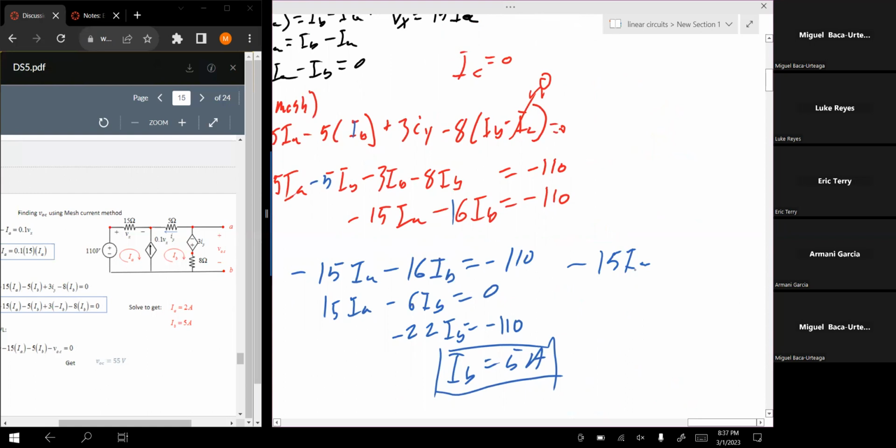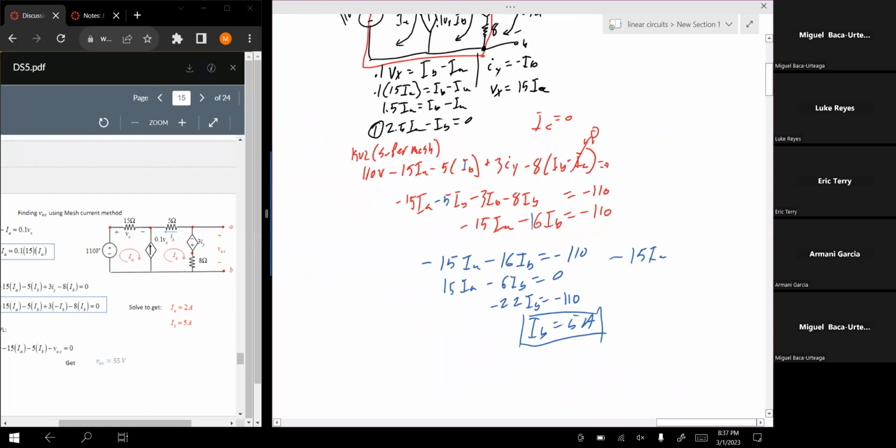So the reason you want to find these currents, because I'm starting to run out of time here, because I do have an exam I have to submit by midnight. Jeez. Damn. Yeah, I have an operating systems exam.